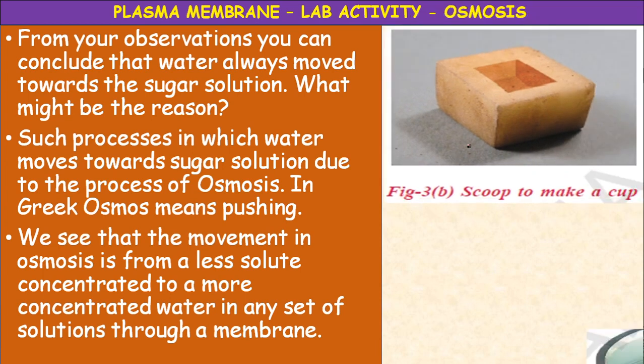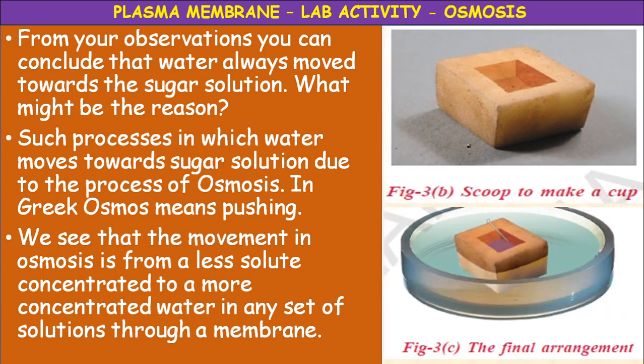So here the movement of water molecules takes place when water and sugar solution are separated by a membrane. The water molecules move from low concentration to high concentration. It takes place until the concentration becomes equal on both sides. This is called osmosis: movement of solvent molecules through the membrane.